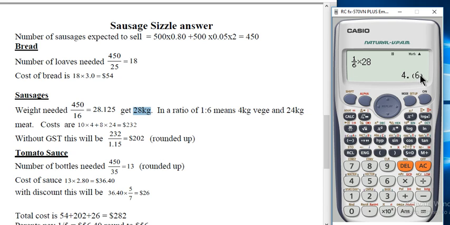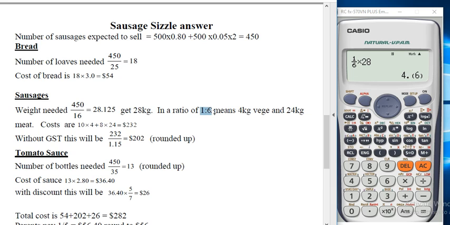Now, that could get rounded up to the nearest one, which would be 5. Now, what's wrong with this? This is not actually 1/6. A ratio must be over the total.